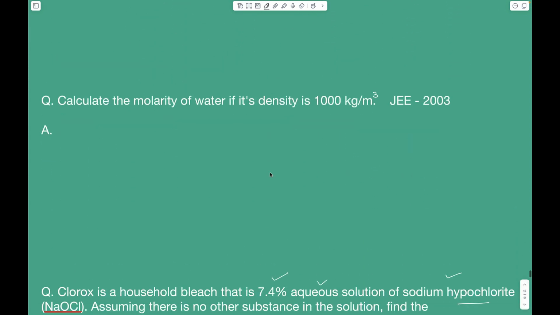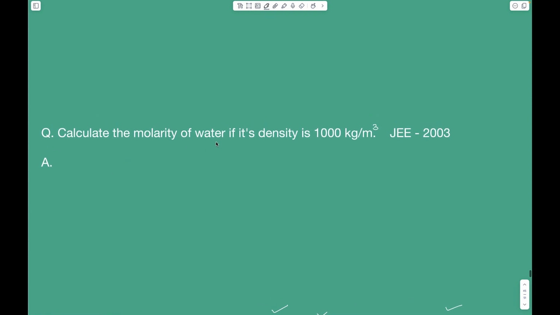And the next question says, calculate the molarity of water if its density is 1000 kilogram per meter cube. This question seems to have appeared in a previous IIT JEE examination. But I totally failed to understand the idea behind this question.